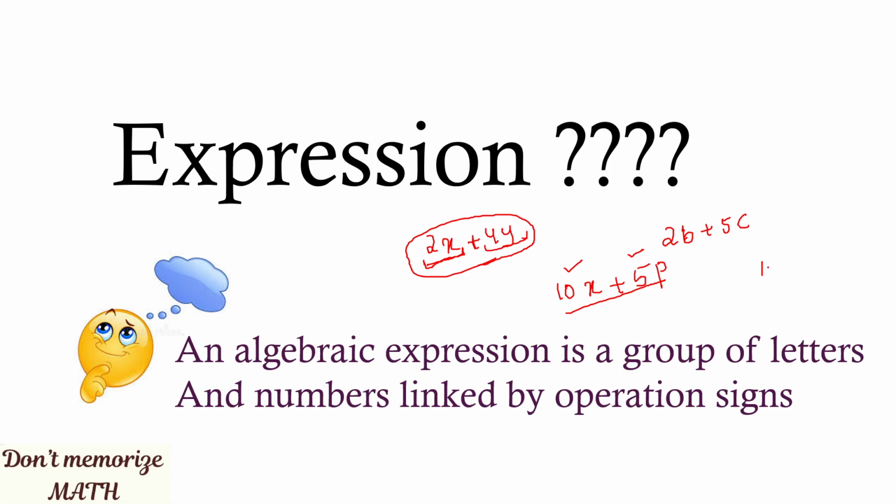One more example: 10b minus 4c. This is an algebraic expression in which we have two terms. One term is 10b and the other term is minus 4c. I hope it's clear for you.